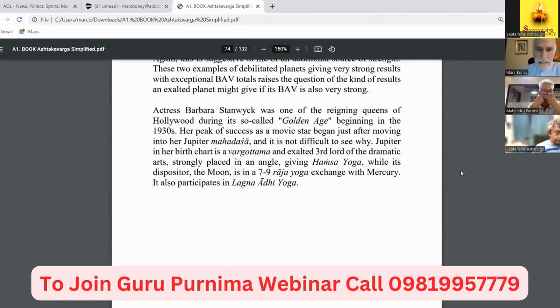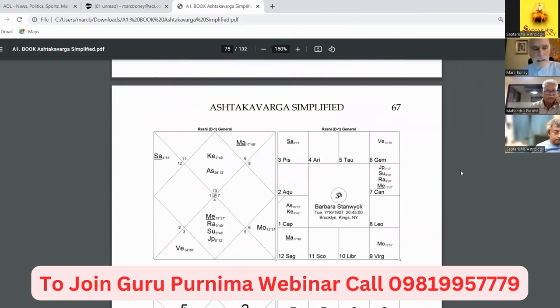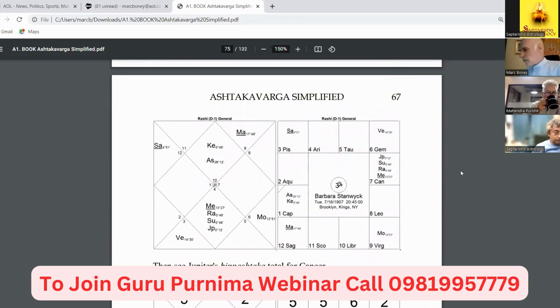Now, probably one of the most dramatic examples of that, and I'll move on after this. This is the chart of an old Hollywood movie star who was considered kind of one of the reigning queens of Hollywood during her heyday. And her greatest success came in the Jupiter major period. Jupiter here is the third lord of the dramatic arts. You can see its condition, it's in its exaltation sign, its degrees are such that it's also Vargottama, and it's acting back onto its own third house. It's also part of a partial Lagna Adhi Yoga, where all the benefics are in 6th and 7th from the birth Lagna. And predictably, it was in this Jupiter major period that she had her greatest success.